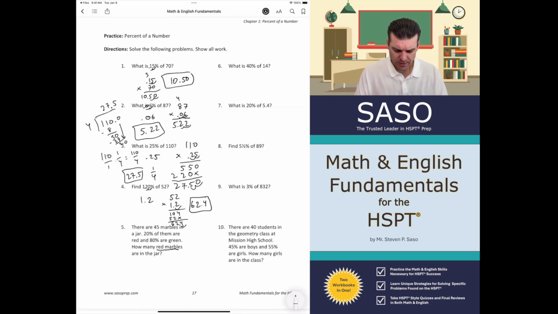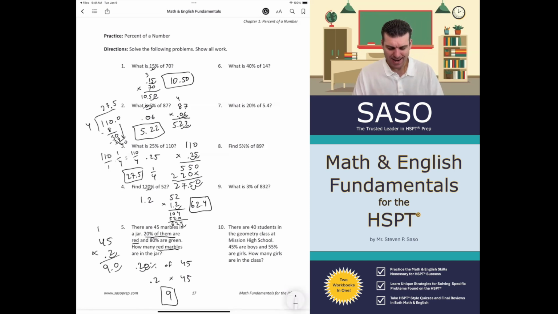So we see that in this line here, right? 20% of the marbles are red. So this problem is basically 20% of 45. 45 is the total number of marbles. So 20% as a decimal is 0.2, right? And then times 45. So let's do that right here. 45 times 0.2. 2 times 5 is 10. Carry the 1. 2 times 4 is 8. Plus 1 is 9. And we move our decimal over one place, and that is going to be 9.